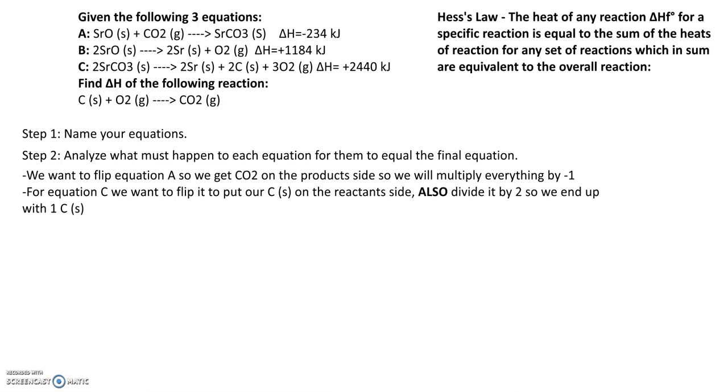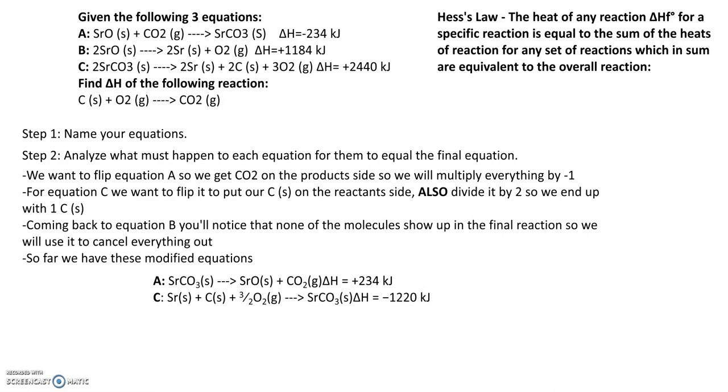Now we're going to come back to equation B. And what you'll notice is that none of the molecules show up in the final reaction. So none of the molecules in equation B we see in the final equation. So we're going to use it to cancel anything we don't want in equations A and C so that they equal the final equation. So far we have those equations for A and C. Strontium carbonate yields strontium oxide plus CO2 gas, and strontium plus carbon plus 3 halves oxygen yields strontium carbonate. So we see that the strontium carbonate cancels out of A and C. They're on opposite sides, so we can go ahead and cancel them.